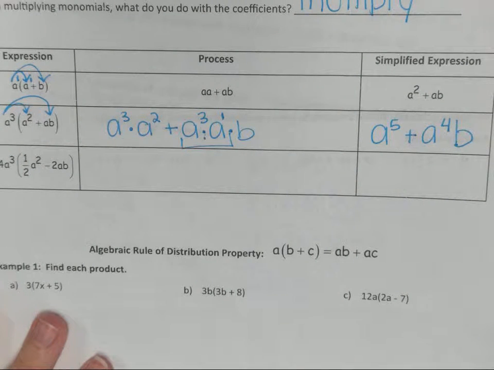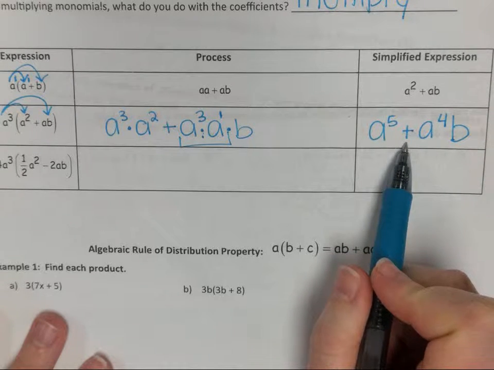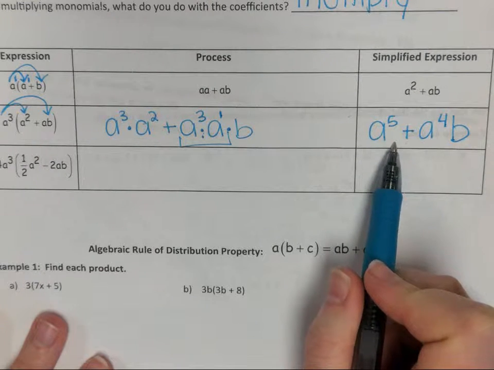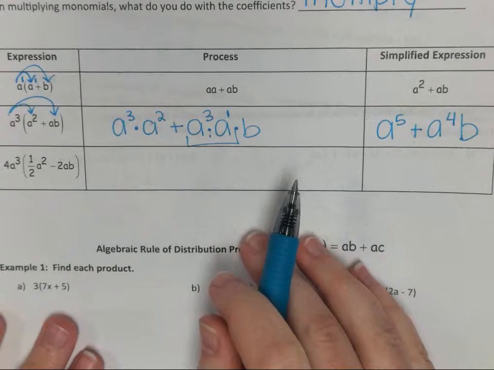Huh? No, because it's separated by a plus sign. We can only add those exponents when they're being multiplied. These are being added. Yes, sir? Okay.